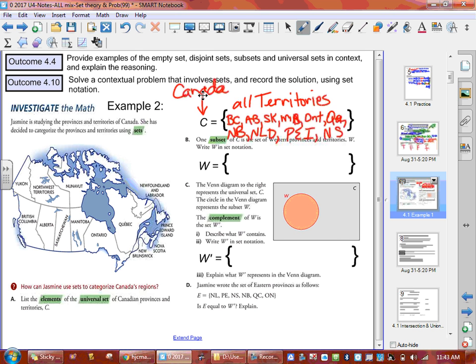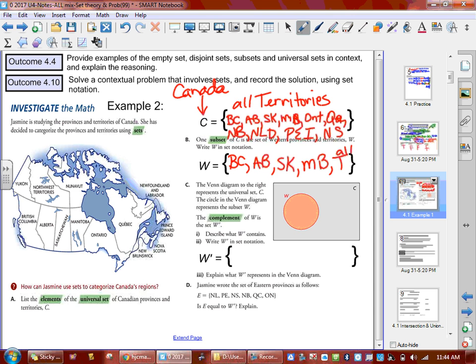What do you think they're showing set W to be? What would they say set W would be then? And why would they name it a W? The West, good. So they said a subset of C, so a set found inside all of Canada, is the West. So for the West, we've got BC, Alberta, Saskatchewan, Manitoba, and all the T for territories. Okay, so I put all T for territories.